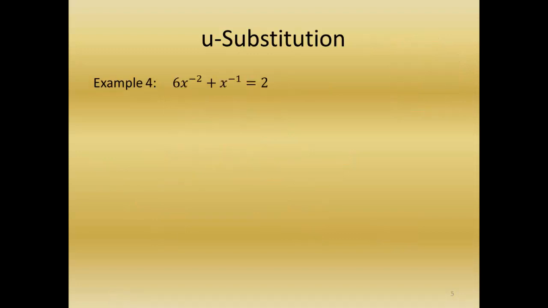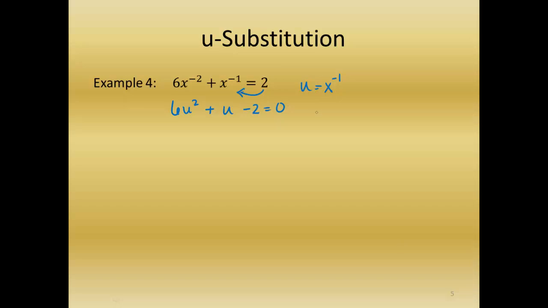Okay, again, we're going to use a u substitution for this problem. In this case, I'm going to let x to the negative 1 be my u. Again, since it's a negative 1, this will be a u squared. So 6u squared plus a u. Oops, I forgot to subtract this 2 to the other side. So that step would definitely have to happen before our substitution or in the next step following the substitution. It looks like we're ready to factor this.